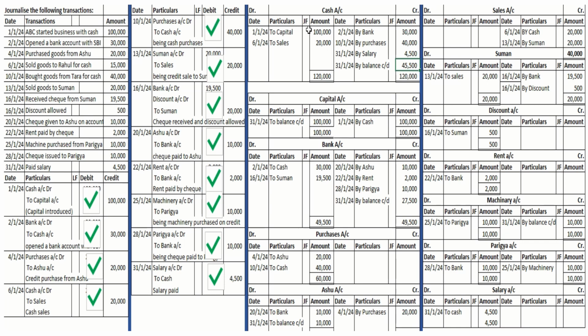We can say you invested 100,000, by way of sales we got 20,000, and 30,000 we paid for starting the bank account. 40,000 purchases made, salary paid 4,500. We are left with capital also like that. We are left with a balance of 100,000. It would not get changed. Then for the bank account also, he may ask what is the balance there. We can say 27,500 is left because 30,000 was deposited first. Suman gave 19,500. See Suman's account. To Ashu we gave 10,000. For rent we paid 2,000. To Pragya we gave 10,000 for machinery, balance left.